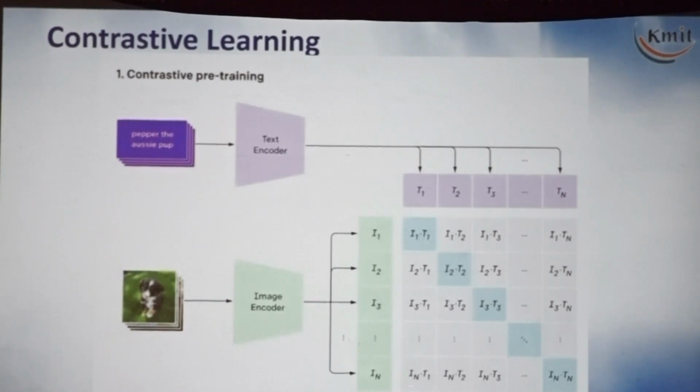OpenAI has adopted all these models, changed them a little bit, and removed the last layers also. They took only the features and developed the same models, giving them different names, little changed. Now we can use the image encoder or the text encoder.